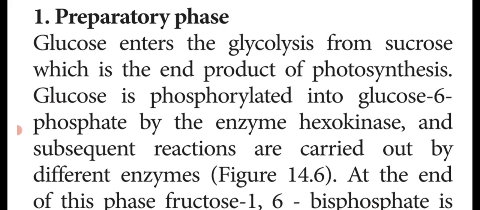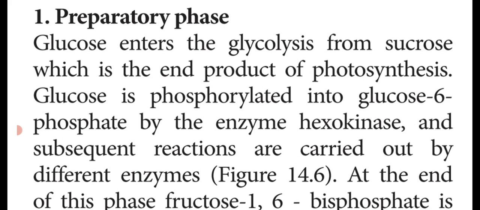The glucose, the 6-carbon compound, enters into the glycolysis process from the sucrose, which is the end product of photosynthesis. Now we all know that one. C6H12O6 is the formula for glucose. It is the end product of photosynthesis, which is produced from the sucrose. So this glucose, which is a 6-carbon compound, enters into the glycolysis process.